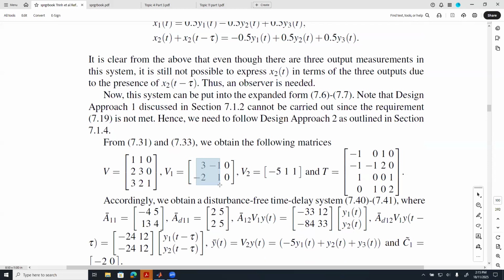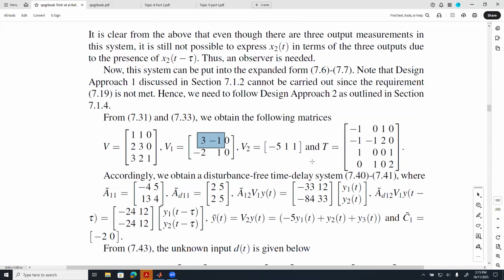As you can see, it has a 2 by 2 block in there. And that implies that when you have V1 times Y of t, the three measurements, we require, for the first one, 3Y1(t) minus 1Y2(t). So we need to take the first derivatives of output measurements Y1(t) and Y2(t).